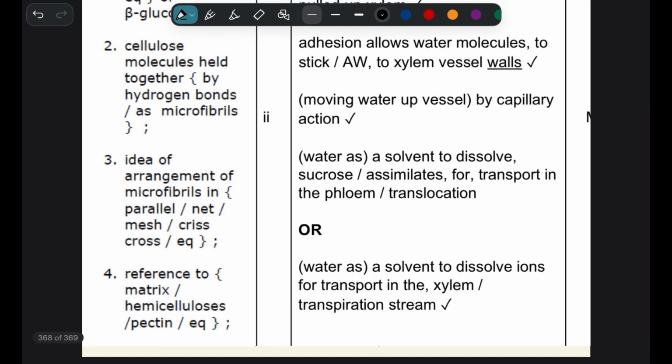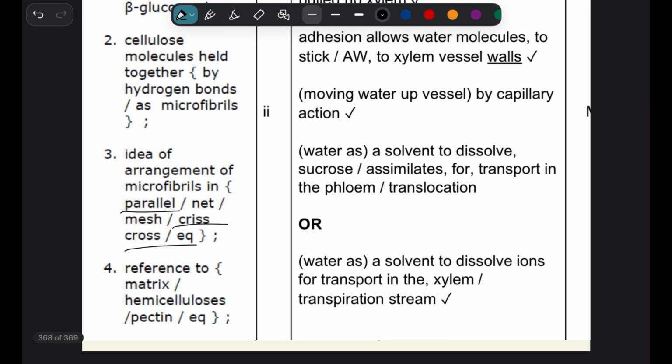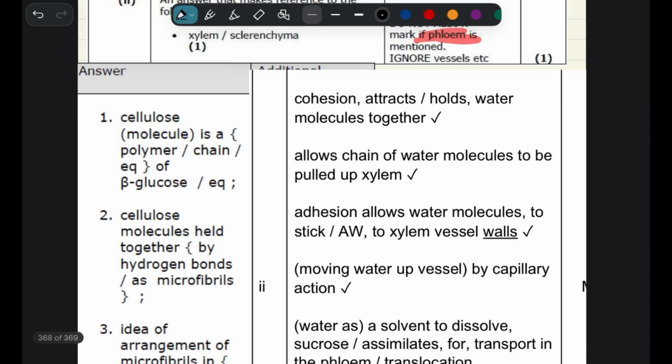Now, what you can say, okay, we saw the crisscross and we also saw the parallel. So mention one of them, yeah? And then what you can also say, if you want to add it on, but you would have got your 3 marks anyway, you can talk about your matrix, you can talk about pectin. These are things that I just like to kind of throw in at the end.